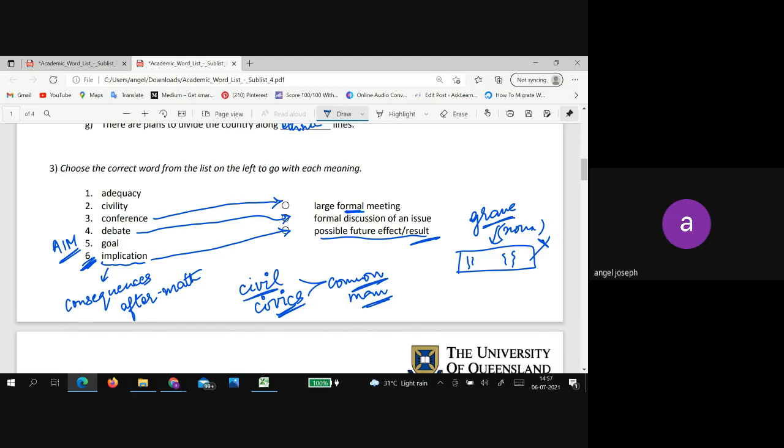Ma'am, where did you use it? Grave implication. I have used the adjective form. Grave, dangerous. Something that is not that great is grave implication, grave consequences. Both the spellings are same, but I have used different forms in different scenarios. Okay, this is what English is all about.